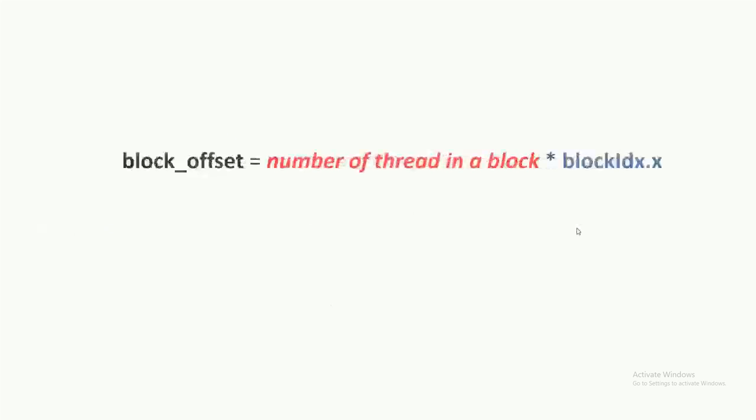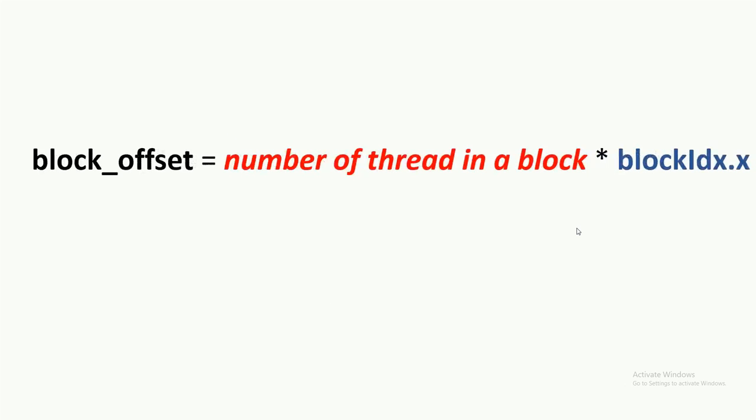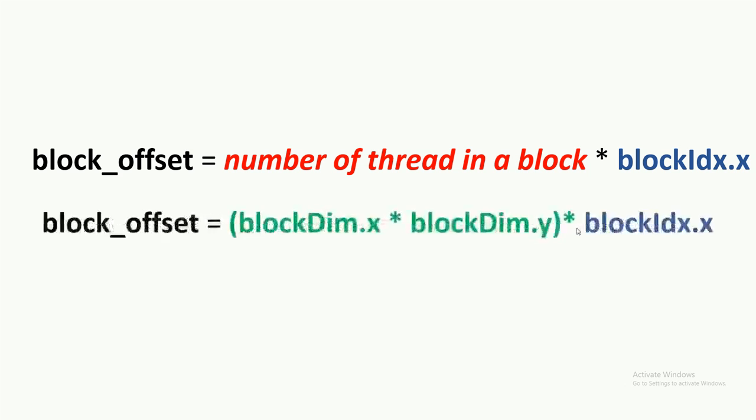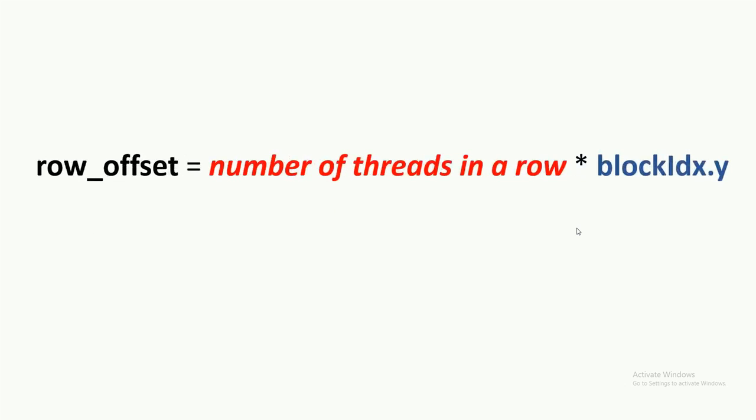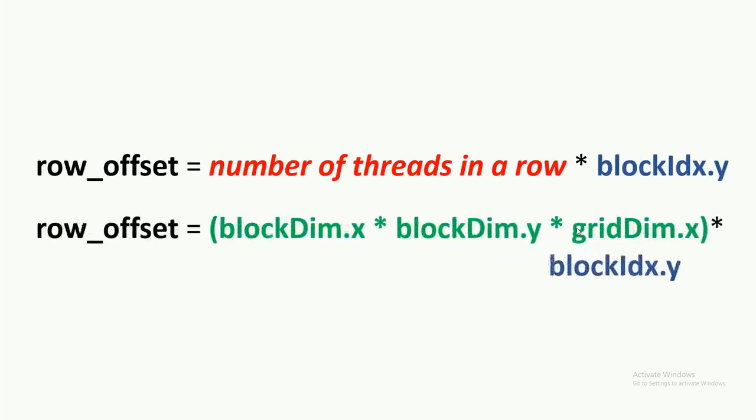Block offset value can be calculated by multiplying the number of threads in a block by block ID value in X dimension. Since we have two-dimensional thread blocks, we can calculate the number of threads in a thread block by multiplying the dimension values of a thread block. Row offset value can be calculated by multiplying the number of threads in a thread block row by blockIdx value in Y dimension. The number of threads in a row can be calculated by multiplying the number of threads in one block by the number of blocks in X dimension, or gridDim value in X dimension.